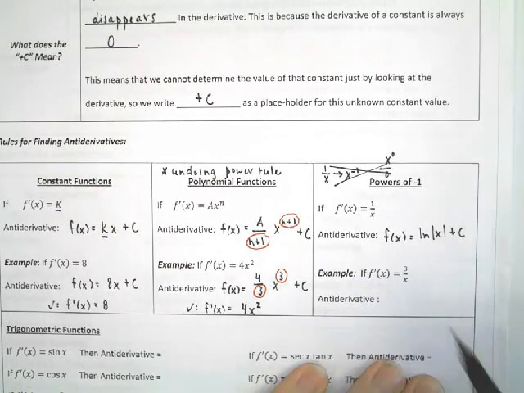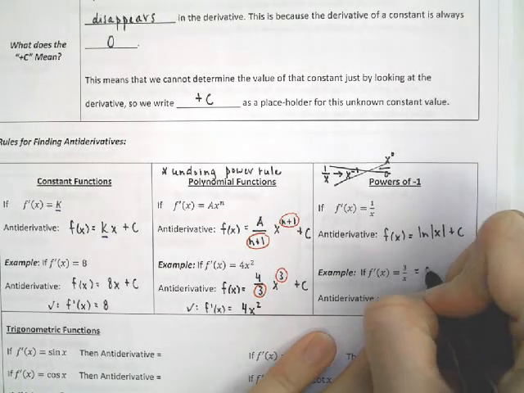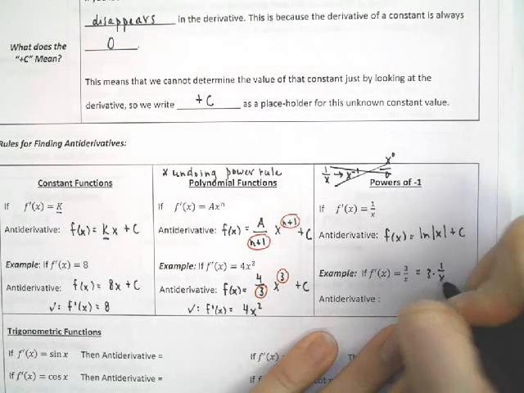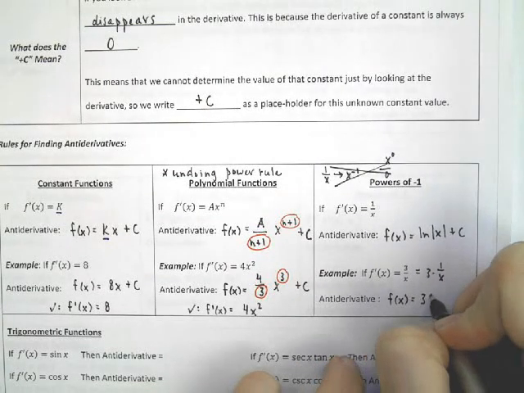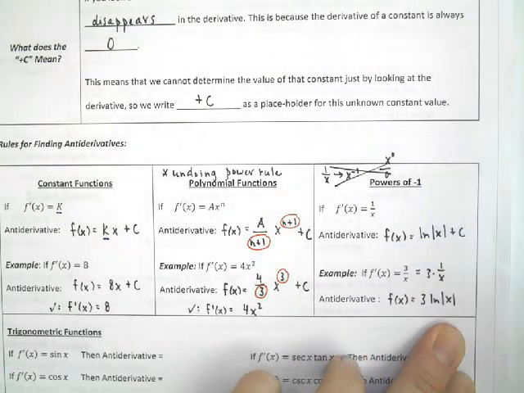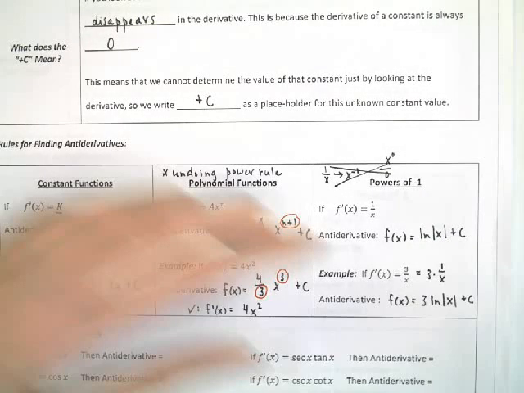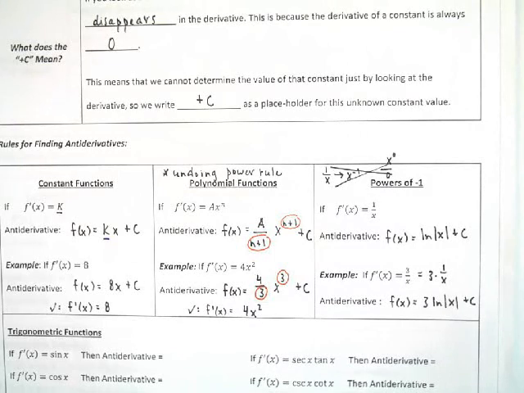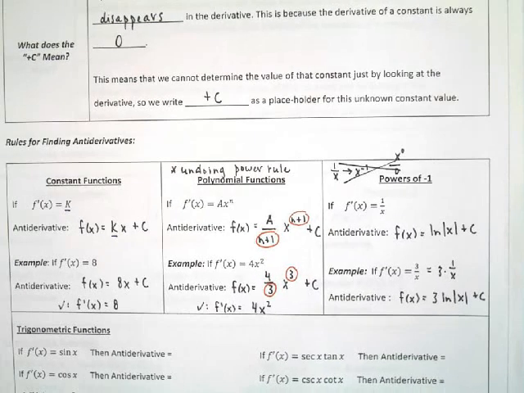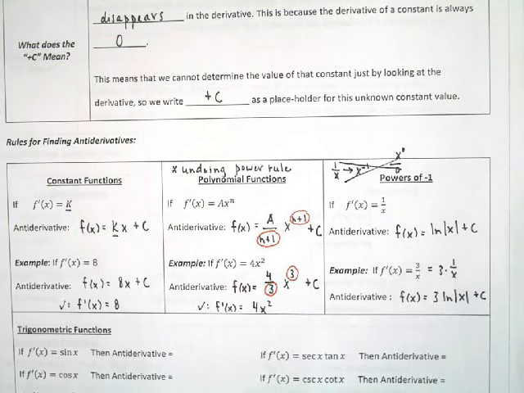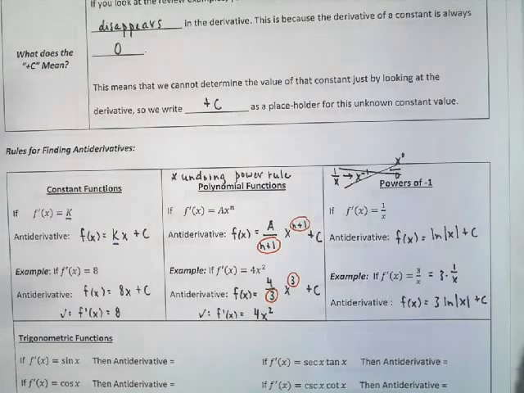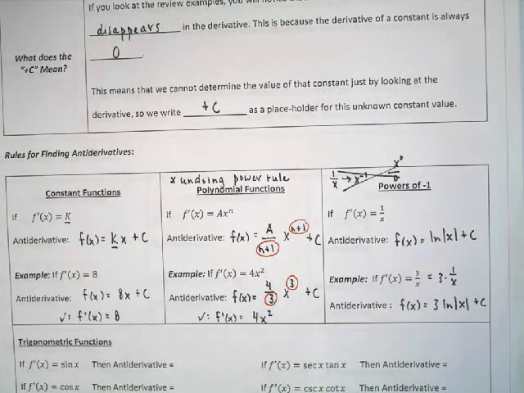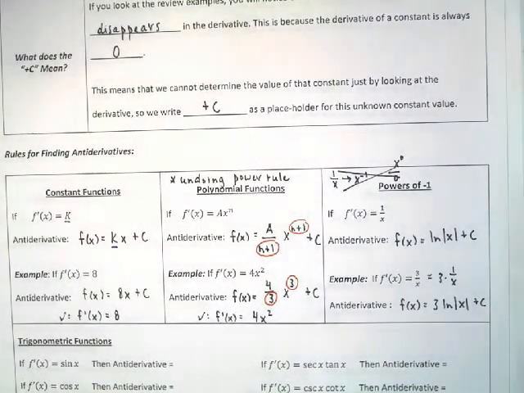So now my example, if f prime of x equals 3 over x, well, I know that's just 3 times 1 over x. So now my antiderivative is going to be f of x equals 3 times the natural log of the absolute value of x plus c. So those are probably the 3 trickiest cases to remember. We're going to cruise through some more antiderivatives here. And again, these should be pretty easy so long as you have your derivatives memorized well. If that's the case, then this is just going backwards.